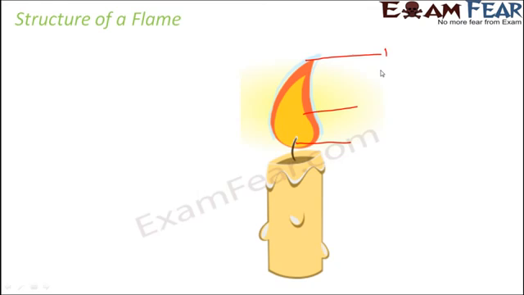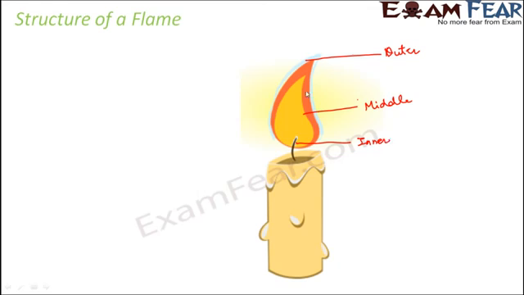So based on this, the structure of a flame is divided into 3 layers. As I said, this one is the outer zone, this is the middle zone, and this is the innermost zone. So these are the 3 zones basically.